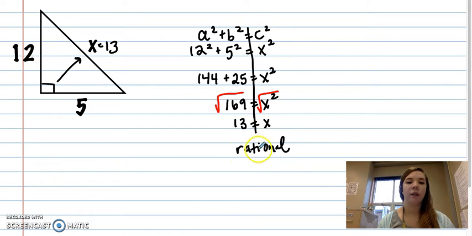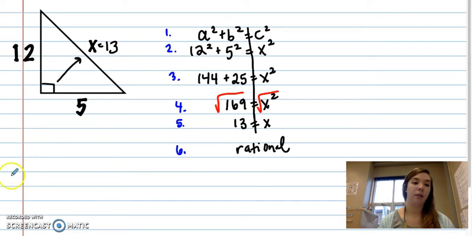We want you to identify if it's rational or irrational at the end, just so we can keep practicing what that means. Also, if you notice, this is 1, 2, 3, 4, 5, 6 steps. And so questions like this on a quiz or a test are 6 points. If all you have is the answer, you get 1 of 6 points. I'm just telling you now, right when we start, you need to show your work on these. You need to step through the process.